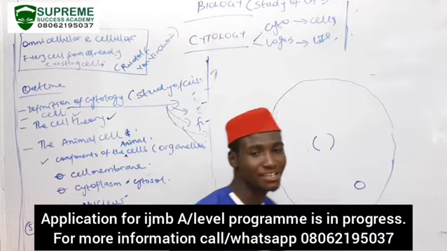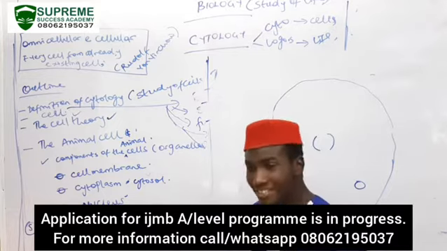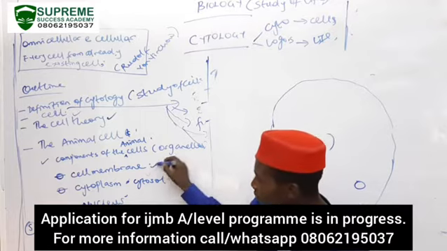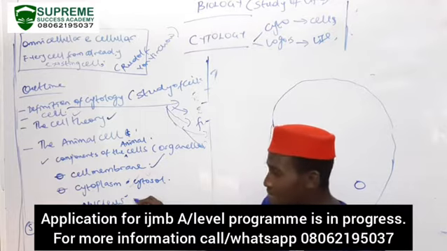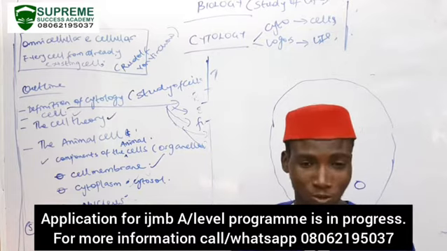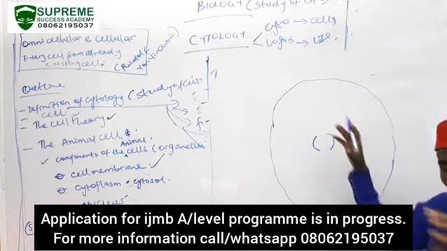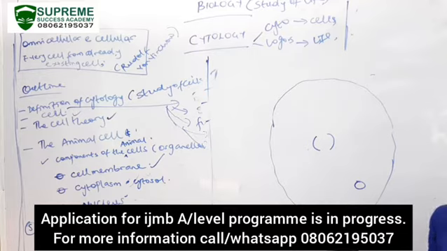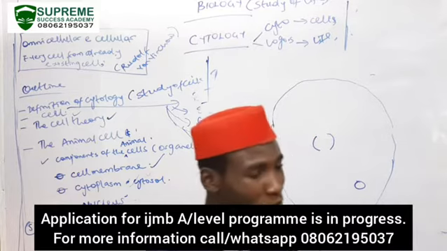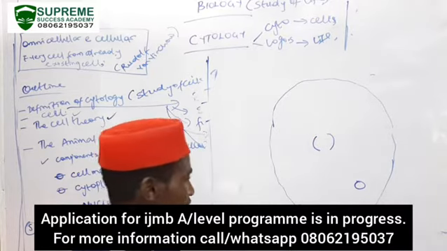So back to my illustration, the animal cell is comprised of three major parts: the cell membrane, the cytoplasm, and of course the nucleus. The cell membrane is going to be a topic on its own, but today I'm going to be giving you the cellular organelles, how it is drawn, and then finally I'll be rounding up by giving you the transport across the cell membrane.